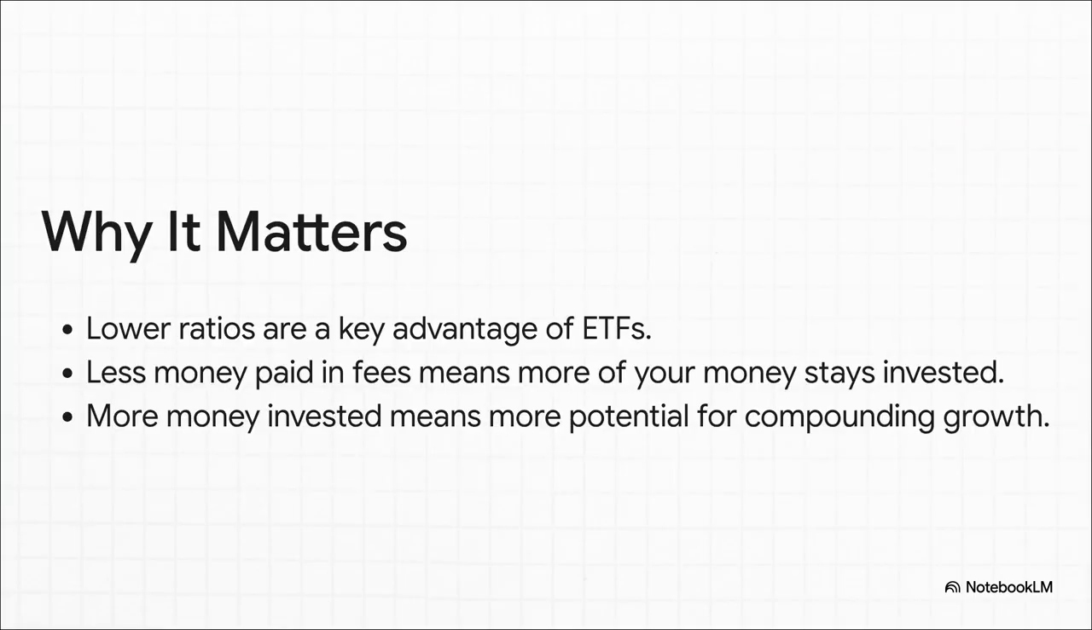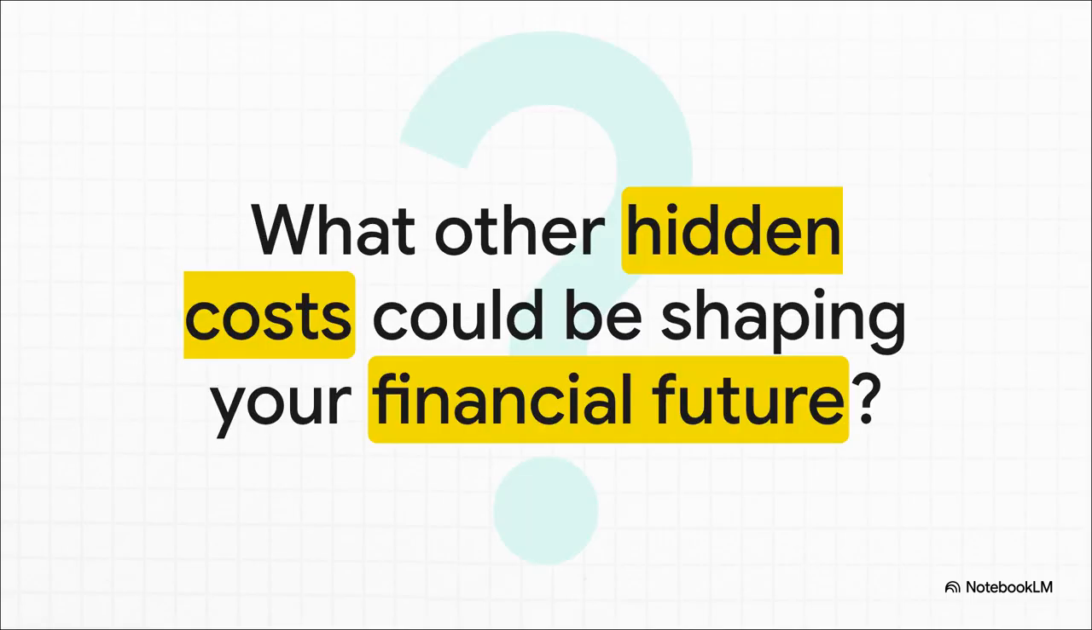So let's just boil this all down. Low costs are basically a superpower for you as an investor. Every single dollar you don't pay in fees is another dollar that stays in your account working for you 24/7. And over the long run, that is what unleashes the full incredible power of compounding. It can make a massive difference in where you end up. So we'll leave you with this to think about. Now that you know how to spot and stop this silent leak, what other small, hidden costs in your financial life might be having a bigger impact than you realize? It really pays to be curious.